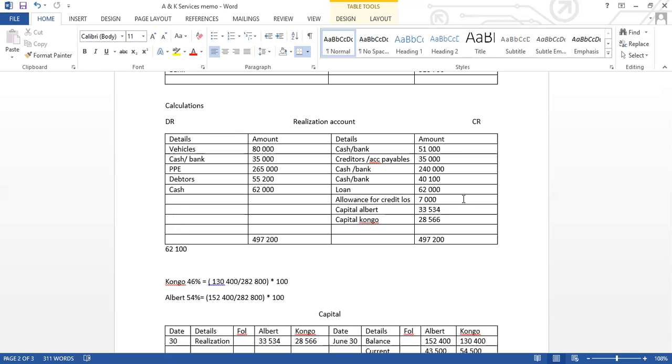Because allowance for credit losses is a provision. You do not pay for it. Allowance for credit losses, in other words, is provision for bad debts. It's just a provision that is made, thinking that our total debt is 100,000, but we think that we won't receive the whole amount. There are certain debtors that there's a high possibility that they won't pay us. So we are making a provision. We don't pay for that. So you write it off and forget about it? Yes, you just write it off to your realization account.